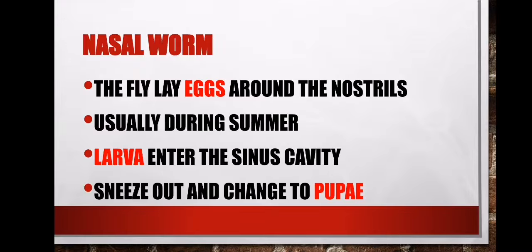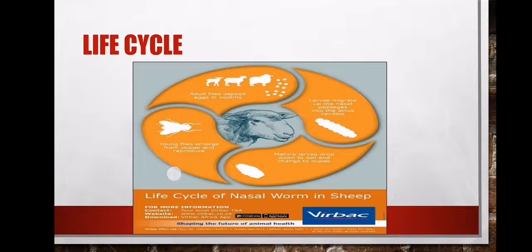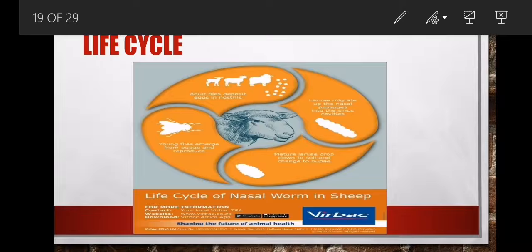The eggs on the nostrils are laid by the adult worm. They hatch to form a larva. The larva is sneezed out in the form of a pupa. Then the pupa develops to form what? An adult.